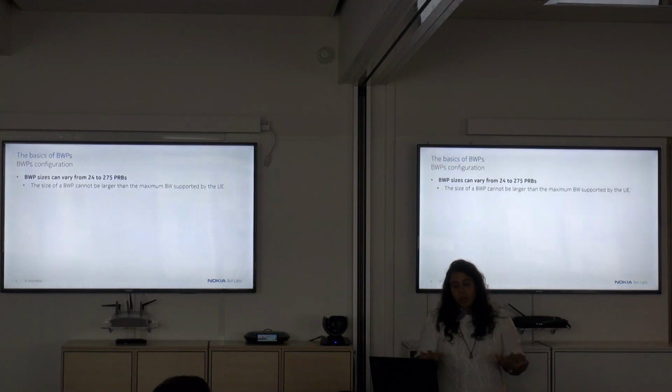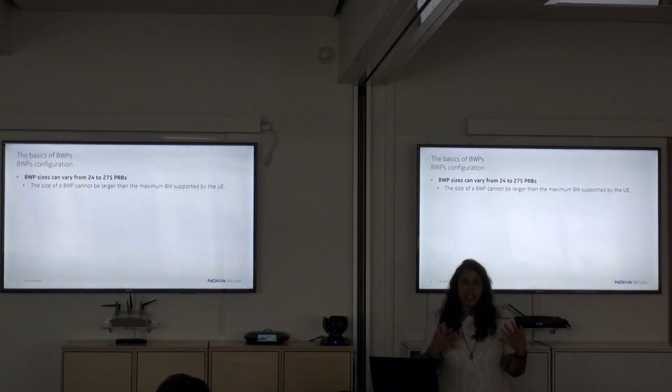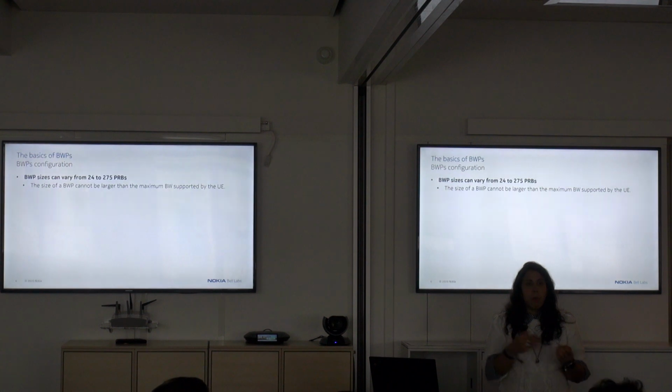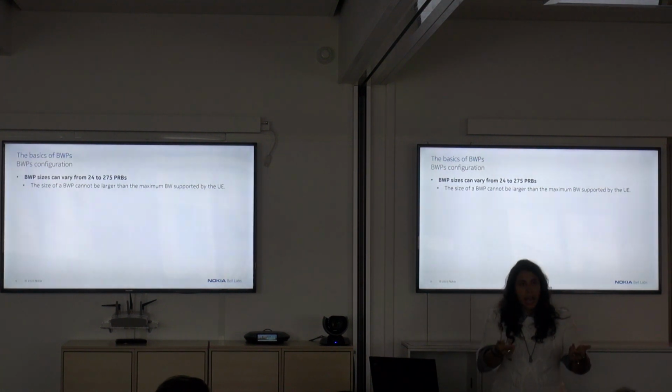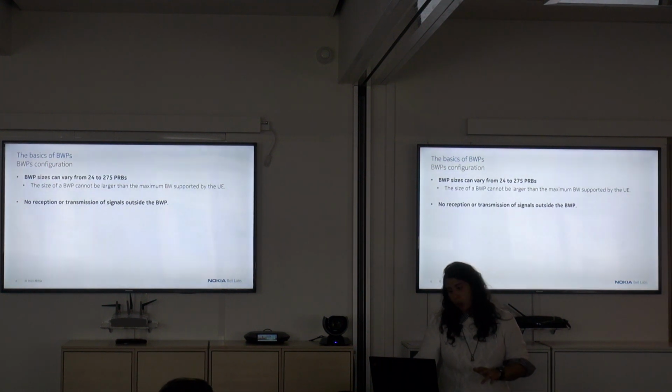Then some restrictions is that the size of a bandwidth pair, of course, cannot be larger than the maximum bandwidth supported by a UE. So something that would be, for example, depending on the manufacturer of the UE, would be what's the maximum bandwidth that it can support. But then it's up to the network to decide, based on that, how to configure the bandwidth pairs. And there's no reception or transmission of signals outside the bandwidth pair. This is, again, where power saving comes from.